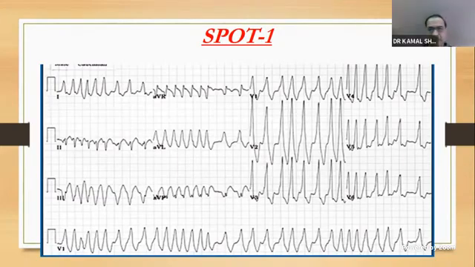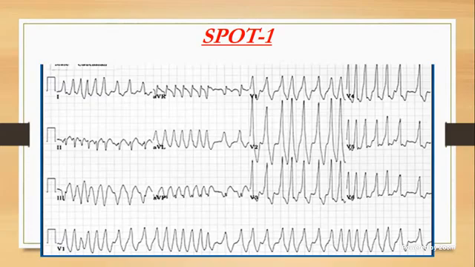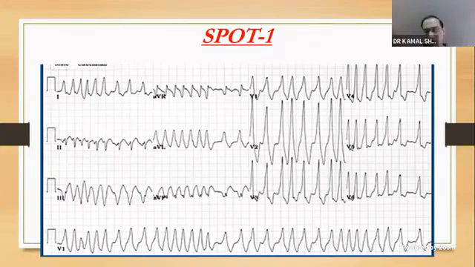What is the other name for this tachycardia? Ashman phenomenon? Yes, sir. What is that? Sir, long short, long cycle, there will be... What? No, not long short. What follows what? Short follows long, or long follows short?